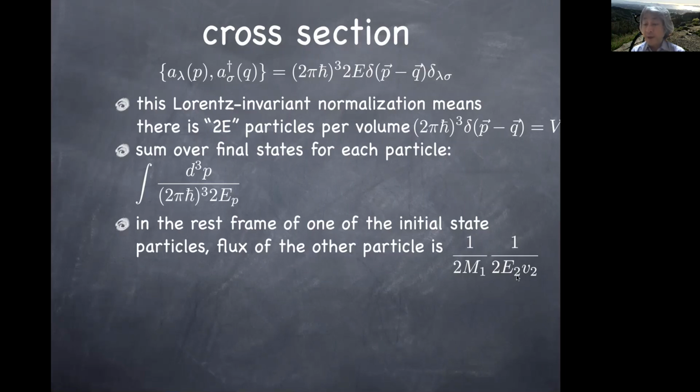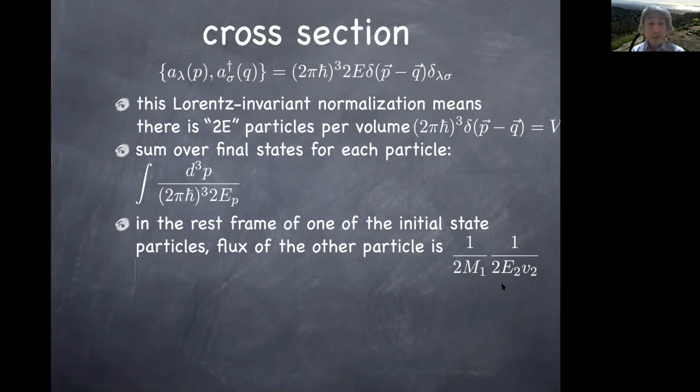And to compute the flux, you want to understand how many particles come per unit time. So you also divide it by the velocity of the second particle. So this is the flux factor you need to compute the cross-section. But this expression is kind of inconvenient because it's specific to a particular Lorentz frame where one of the particles is at rest. So you would like to generalize this expression in a fully Lorentz invariant fashion.